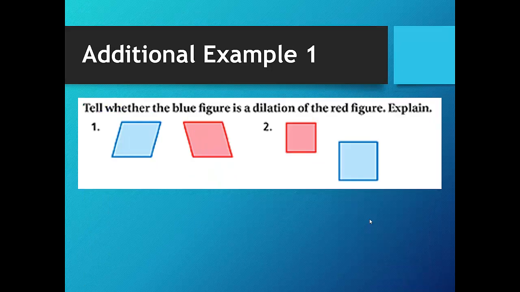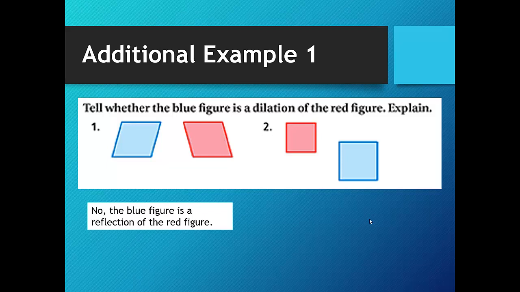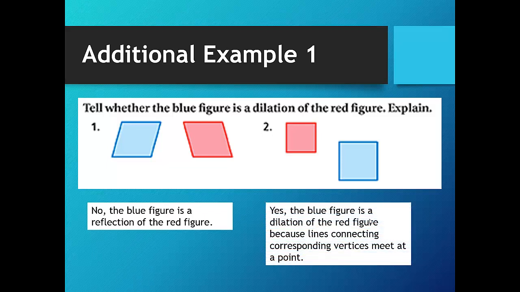Now we have an additional example. You can pause the video and try it on your own, or you may follow along. You're going to tell whether the blue figure is a dilation of the red figure and explain. For number 1, the blue figure would not be a dilation of the red figure because it would be a reflection. So no, the blue figure is a reflection of the red figure. And for number 2, yes, the blue figure is a dilation of the red figure because lines connecting corresponding vertices meet at a point.